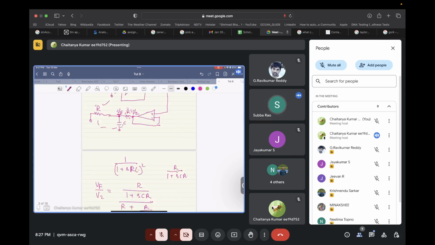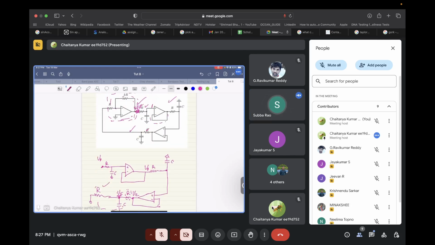Correct. So let's go to the circuit over here. This will give us one pole, that is 1 upon 1 plus SCR, and then it is buffered by a unity follower, right? So there will be no loading between node 1 and node 2 due to the unity follower. After that, we get another pole as 1 upon 1 plus SCR. So at node 3, the transfer function from input to node 3 will be 1 upon 1 plus SCR whole square.